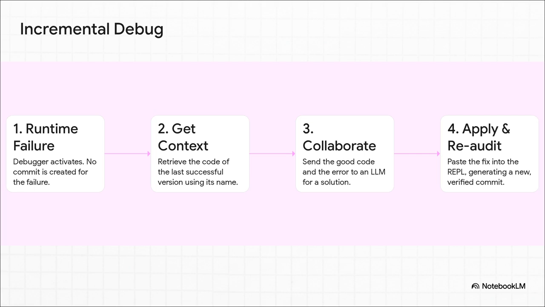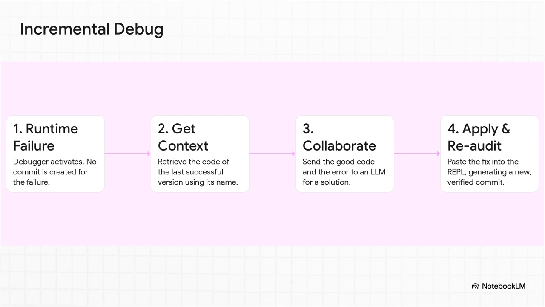First, a function fails at runtime, and the debugger opens up. But remember, no commit is made. The failure is just a temporary state. From a separate terminal, you can just ask the system, hey, what's the last good version of this function? And the system gives you the exact code.